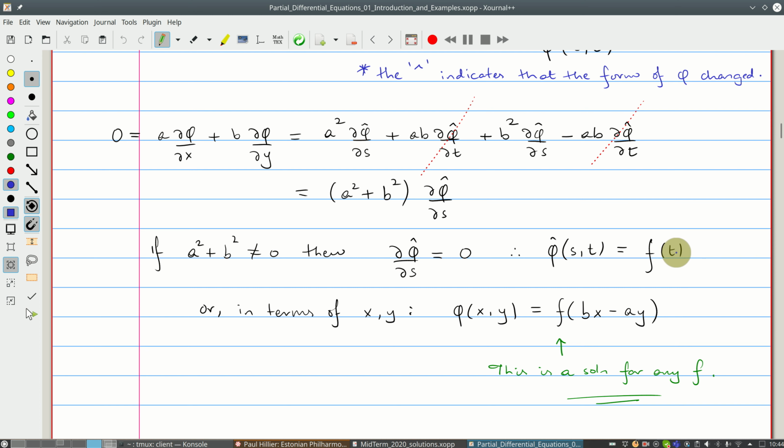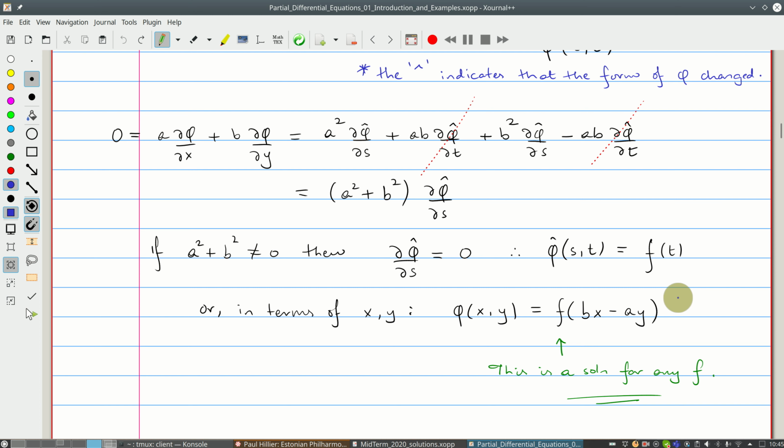Now we can go back to the original coordinates, and we can write this in terms of x and y. That gives us phi of x and y is equal to f, that same function, where t is now substituted in here. So f is a function of bx minus ay, in that order. f could be the sine of bx minus ay, or the cosine of bx minus ay, or anything you can think of, but you will always find x and y appearing in this form, and that's what's important here.